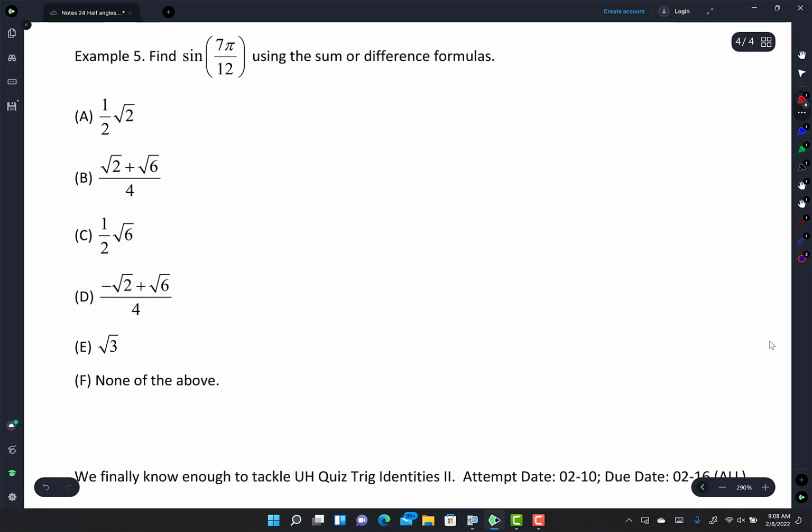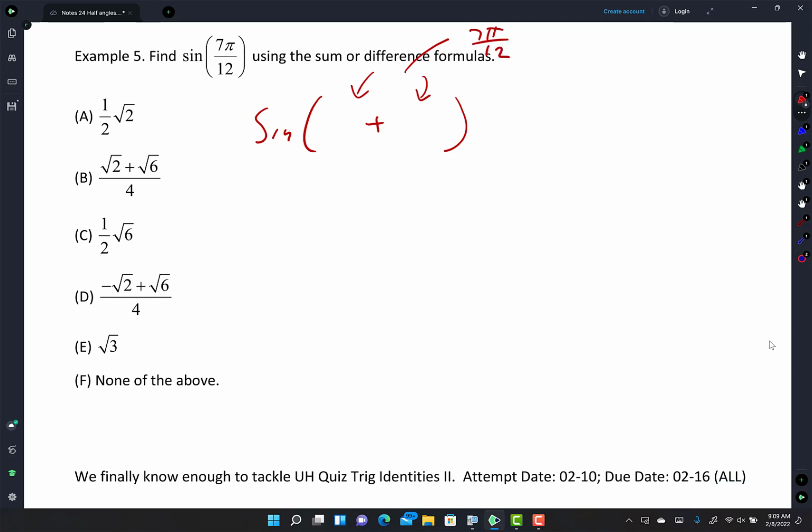All right. Find sine of 7 pi over 12 using the sum or difference formula. It does not matter how you do it. As long as you use the sum or difference formula, you will always get it right. Here's what I would do. Sine of some number plus some number. And I want both of these numbers, you can also do difference, it doesn't matter, I want both of those numbers to add up to 7 pi over 12.